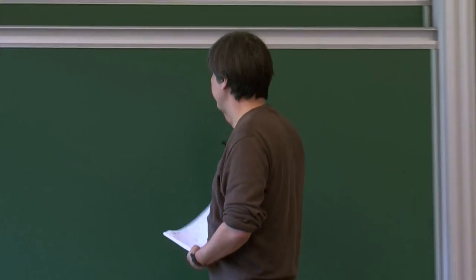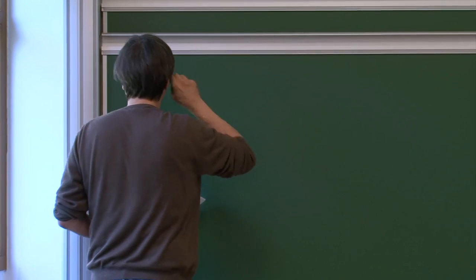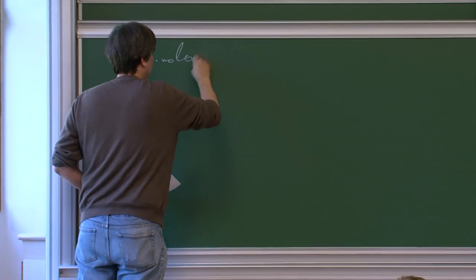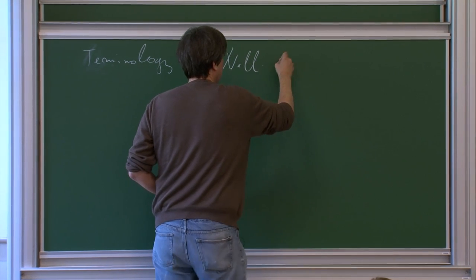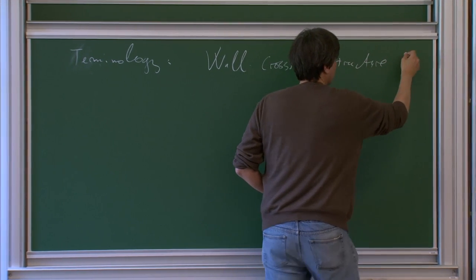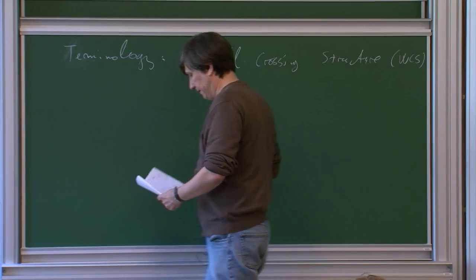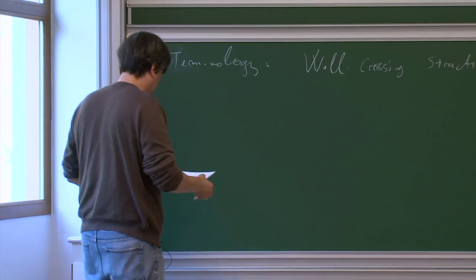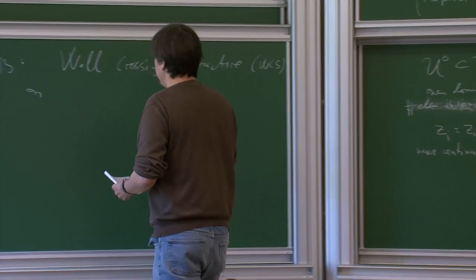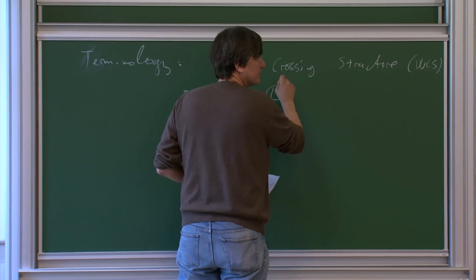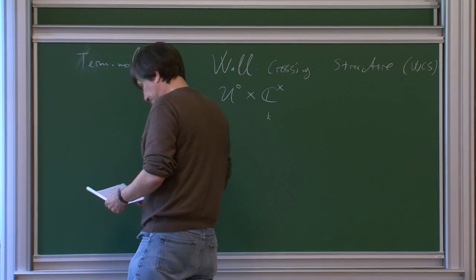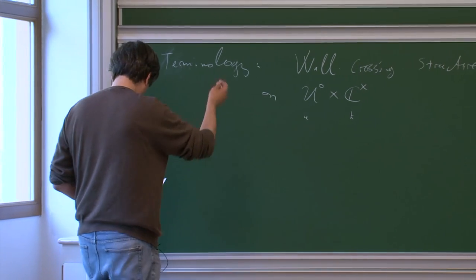There is a very general language which I'll use in my next lecture. It's about wall crossing structures, WCS in short. So what is a wall crossing structure? It will be a wall crossing structure on what? I think it will be on U0 times C star, or maybe circle, depending on Planck constant or argument of Planck constant.